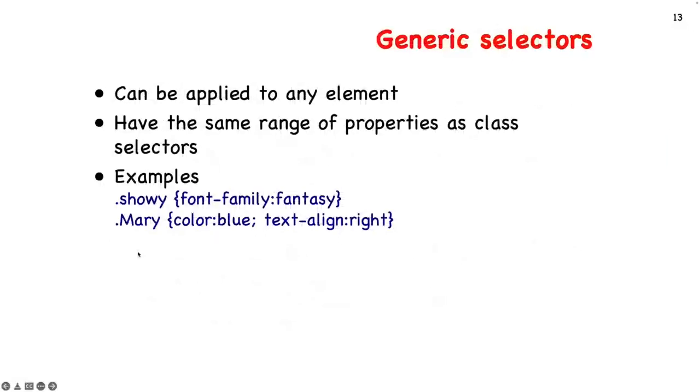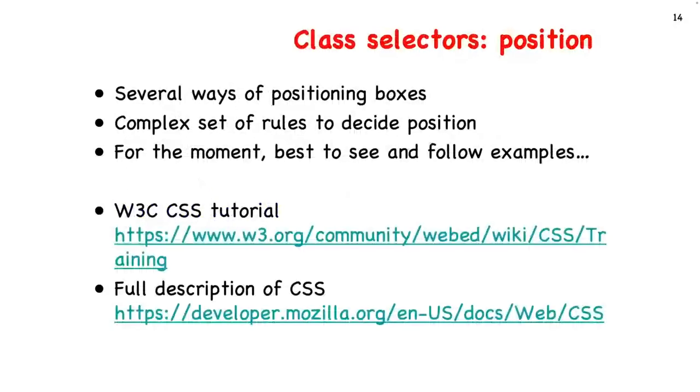But it helps if we have names that are meaningful to us. Calling a generic selector Mary really isn't very helpful because it doesn't tell us anything useful about it at all. Calling it showy is vaguely useful because it's, oh yeah, we're aiming for that sort of effect. Right, okay, am I going to talk about boxes? No, I don't really want to talk about boxes. I'll leave talking about boxes until next week.